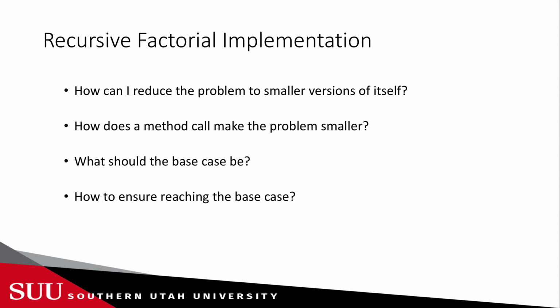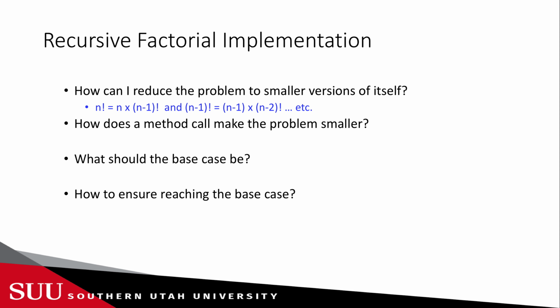How can I reduce this problem into smaller versions of itself? As we said, since n factorial is n times n minus 1 factorial, and n minus 1 factorial is nothing but n minus 1 times n minus 2 factorial, and so on, we can see a pattern here on how we can divide the problem into smaller chunks.